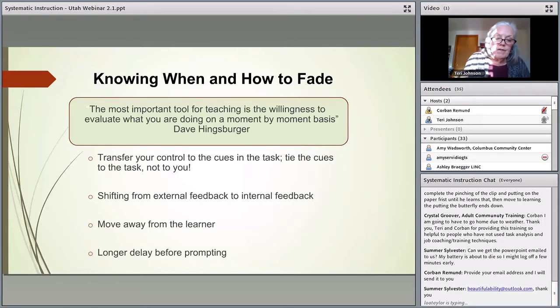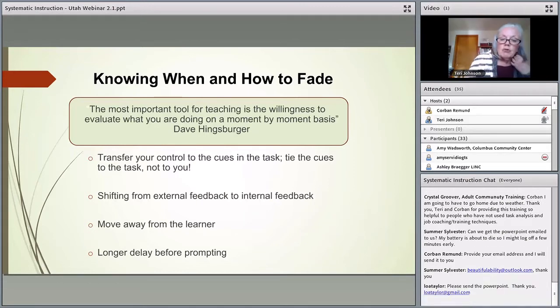So in fading, you're always transferring your control to the cues in the task. You're making sure that you tie the cues to the task and not to you, so that the person doesn't become dependent on you to give them information on how to get through a task or a day. You're shifting from external to internal feedback. And those are words of Mark Gold, but they make sense to me as well.